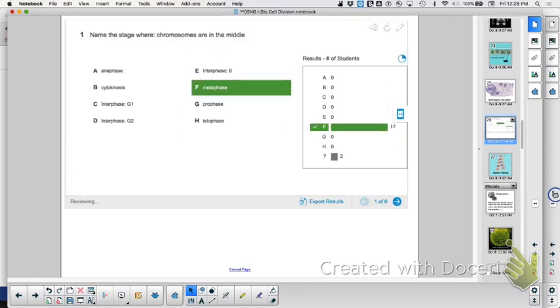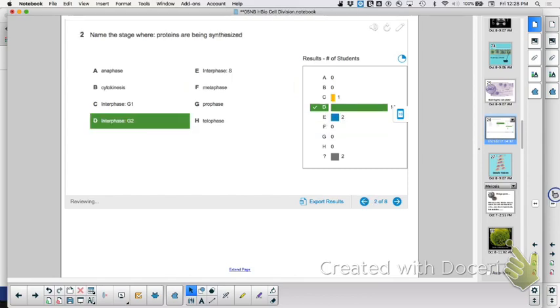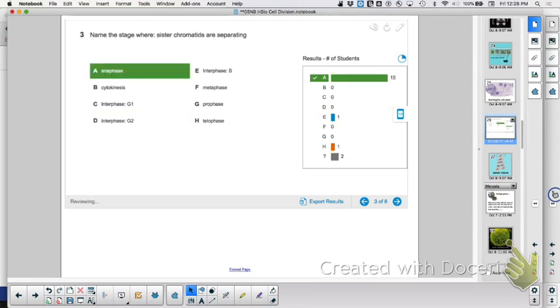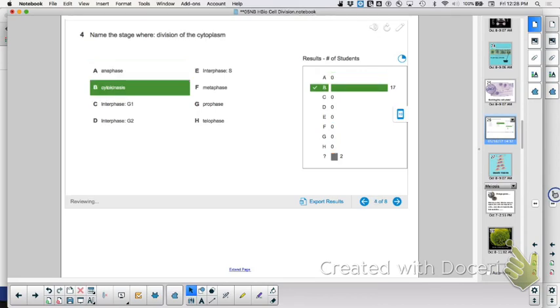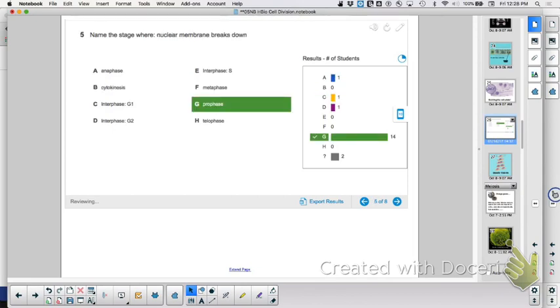Good job. Chromosomes in the middle, metaphase. Proteins are synthesized during G2 of interphase. Good job. Proteins are synthesized. Chromatids are separating away at anaphase, so most of you got that. Division of the cytoplasm, cytokinesis. Membrane breaks down, prophase, the nuclear envelope and nucleolus disappear.